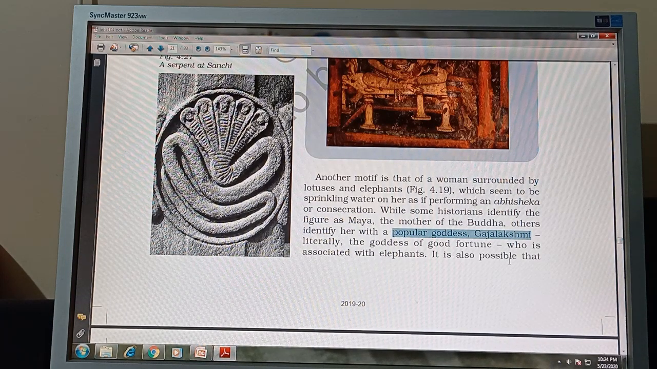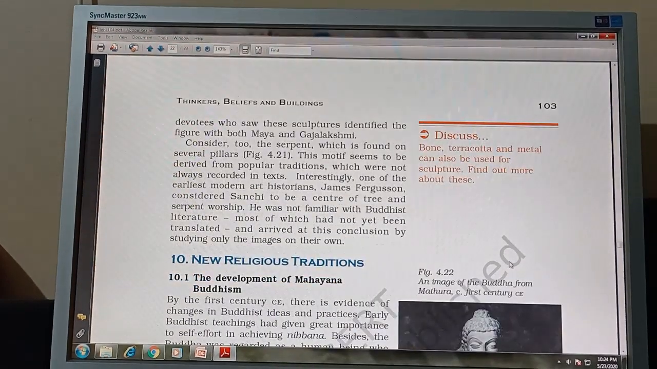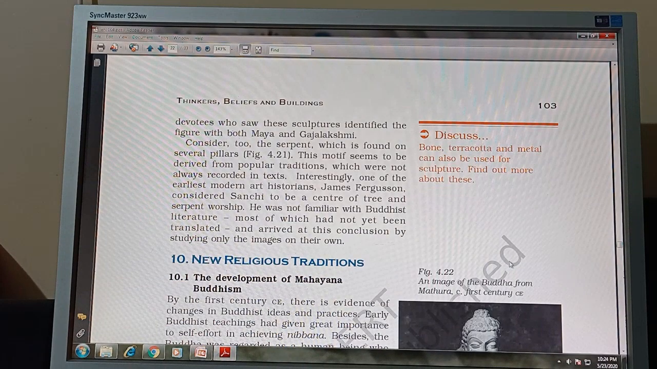So children, we have seen that different symbols were used in the sculptures of stupas, and they have different meanings. So in this topic we talked mainly about the sculptures and the different stories related with the sculptures.